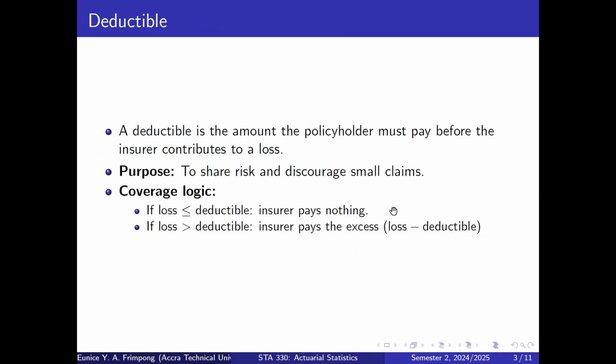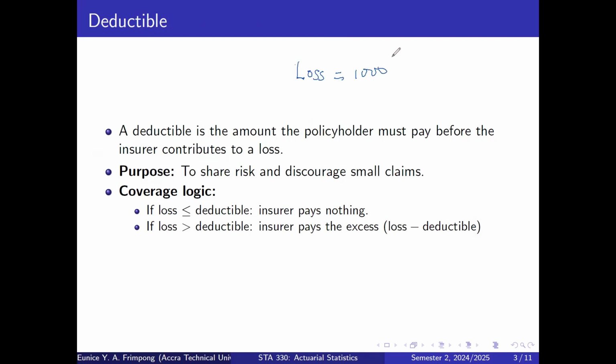Now, what exactly is a deductible? A deductible is the amount the policyholder must pay out of pocket before the insurance company starts to contribute to the loss. For example, if your car insurance has a deductible of 1,000 cedis and you suffer a loss of 3,000 cedis, the insurance will only cover 2,000 cedis. That is the portion that exceeds the deductible.